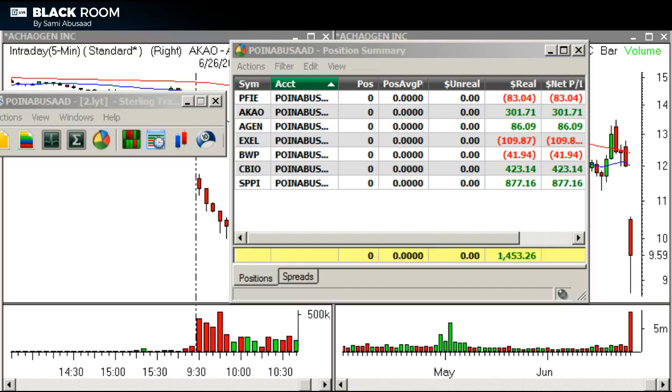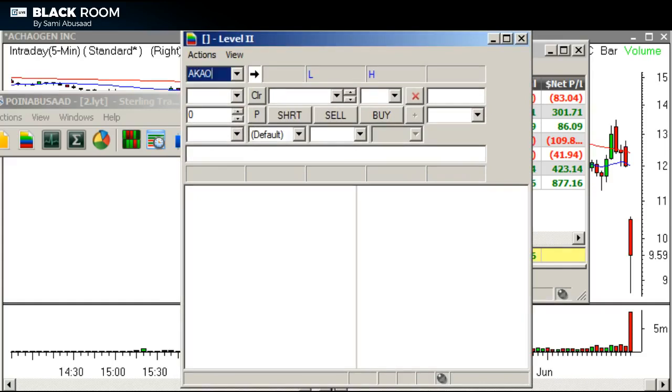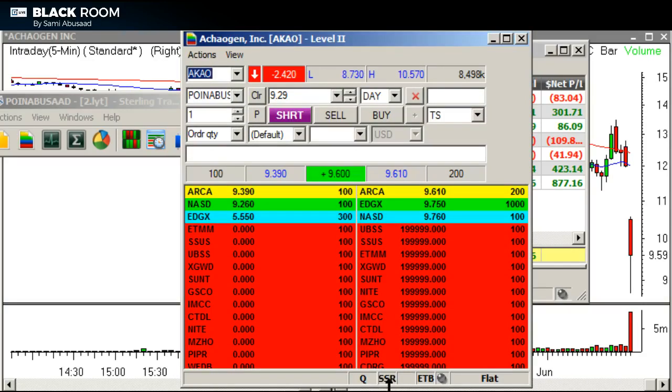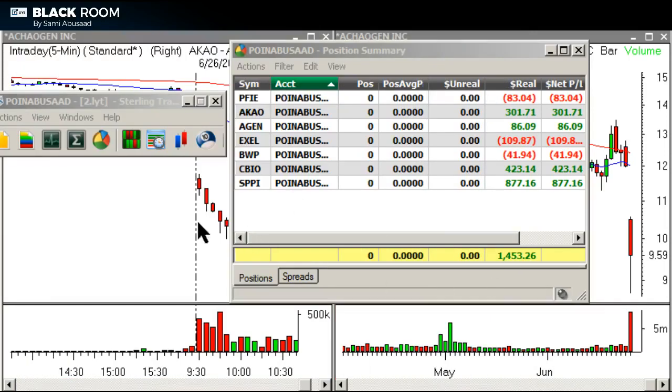I closed out of all my level twos, so let me see which one. I think that's the level two. Okay, so here it is, AKAO. SSR, short sale restricted. So it's basically a circuit breaker stock. Those are hard to get filled on when you're trying to short, unfortunately, and those are actually the ones that I like to do.